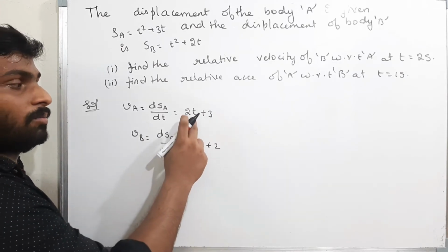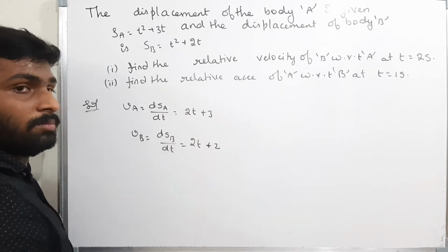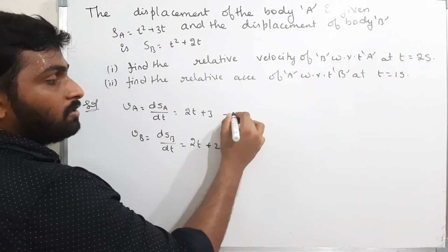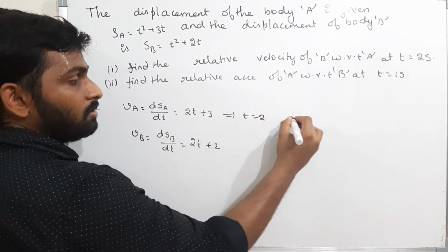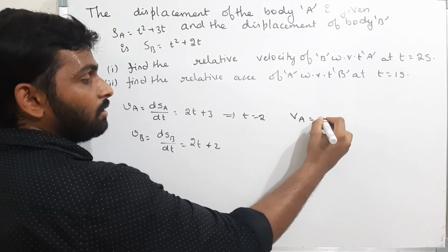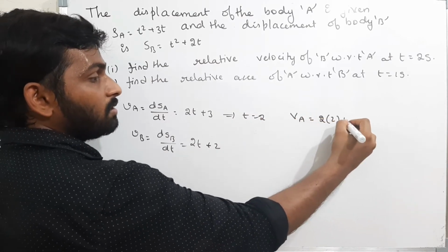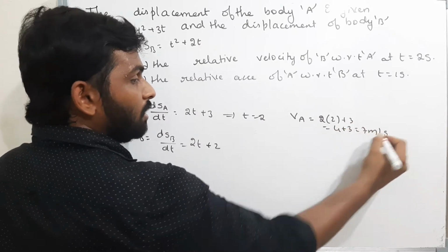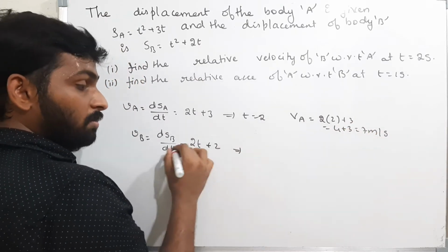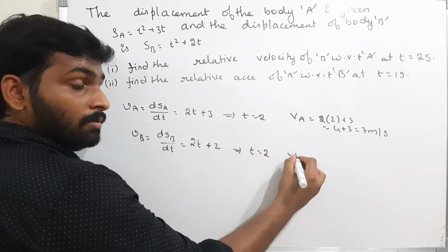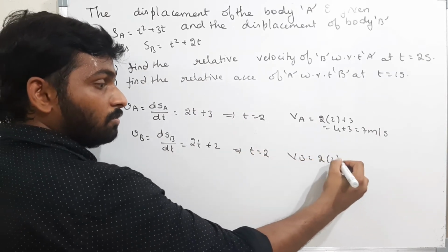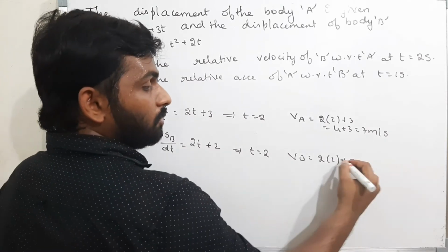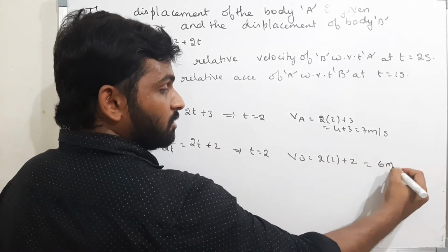There is the velocity of body A. There is the velocity of body B. They told to find at time t is equal to 2 seconds. Therefore at time t is equal to 2 seconds, what is the velocity of A? 2 into 2 plus 3, that is 4 plus 3, which is 7 meters per second. Now what is the velocity of B at time t is equal to 2 seconds? VB is equal to 2 into 2 plus 2. How much? 2 into 2 is 4 plus 2 is 6 meters per second.